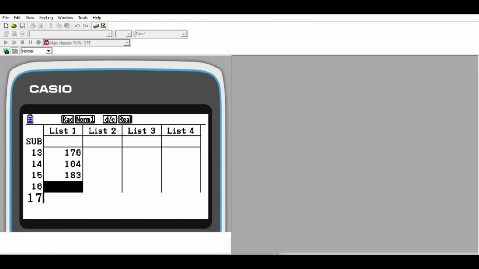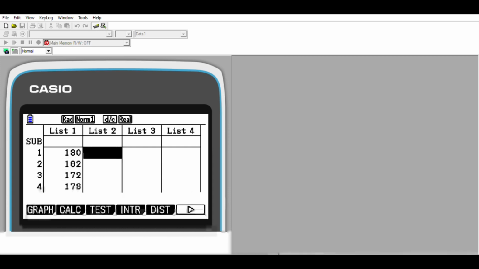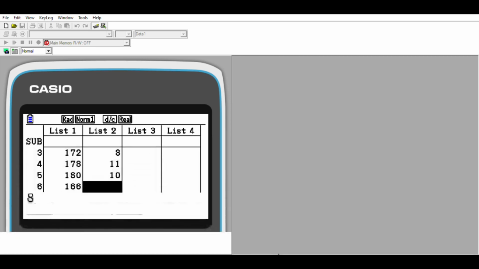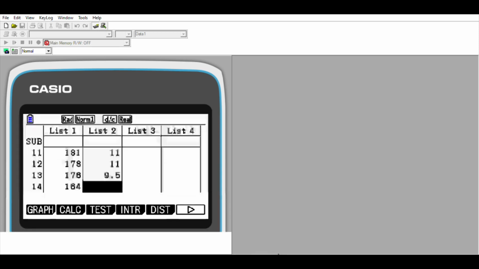Once we plugged in all the x variables, we go to the y variable, which is shoe size: 10, 6, 8, 11, 10, 8, 6, 11, 9.5, 10, 11, 11, 9.5, 7, 13, and 10.5. So we have 16 pieces of information. We can see that here.